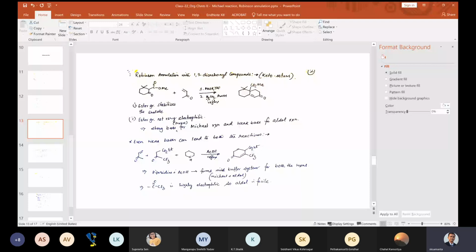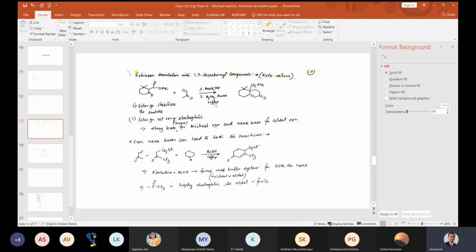In this case, you might have noticed that in the first step we take potassium methoxide, but in the second step we take potassium carbonate, because the Michael reaction generally takes place in strong base conditions. So you can take potassium methoxide or sodium methoxide or sodium ethoxide. If this is OEt, you can take sodium ethoxide. Because this is OMe, we have taken potassium methoxide.